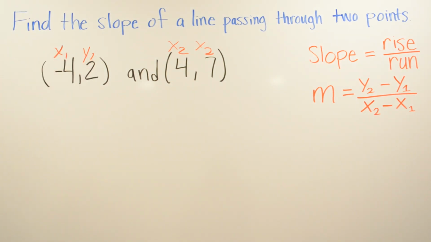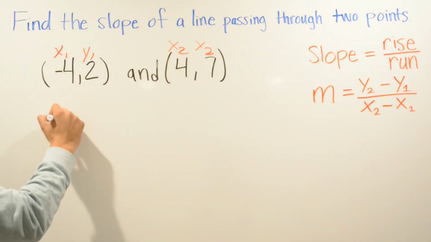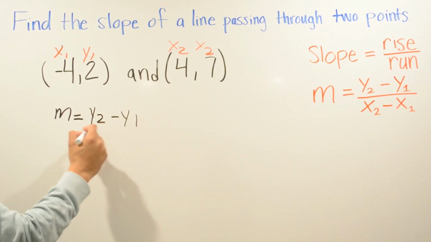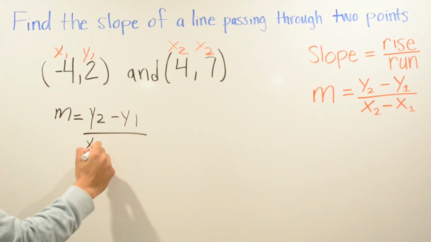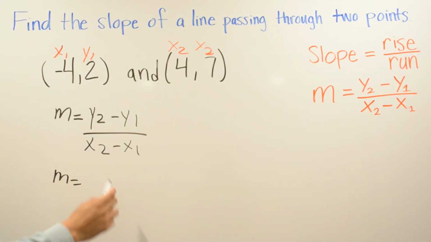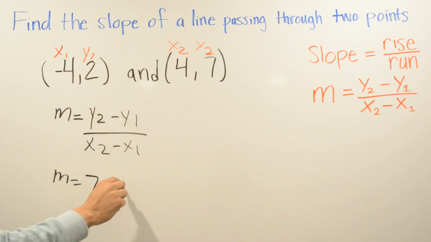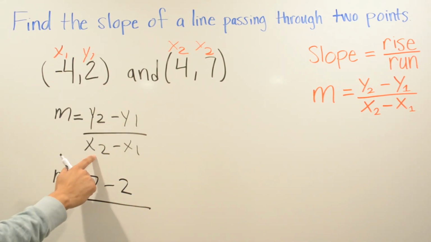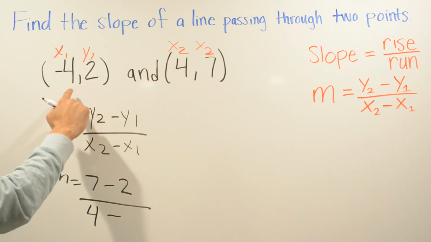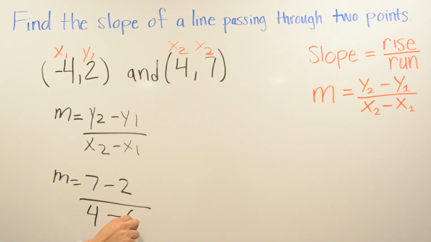Then we're going to plug our numbers into the formula. And once again, the formula is on the right. I'm just going to write it here. M equals y2 minus y1 divided by x2 minus x1. Plug in the numbers. For y2, put 7 minus, what's y1? y1 is 2, divided by x2. x2 is 4 minus x1, just put a parenthesis for negative 4.